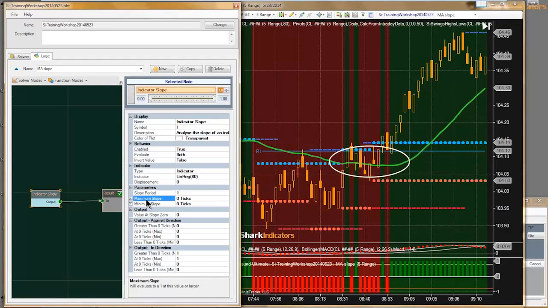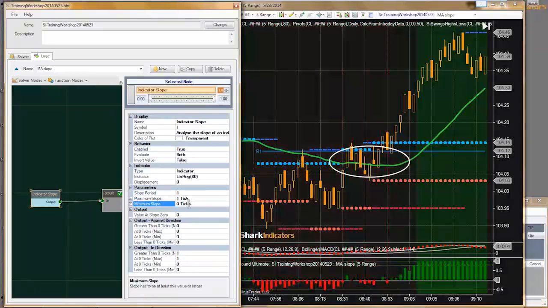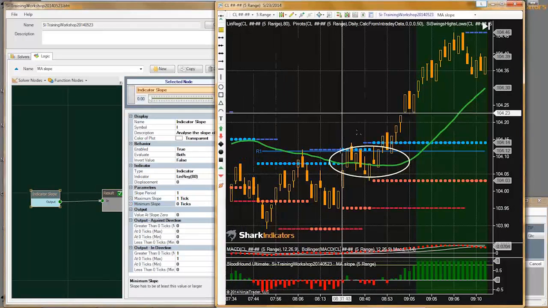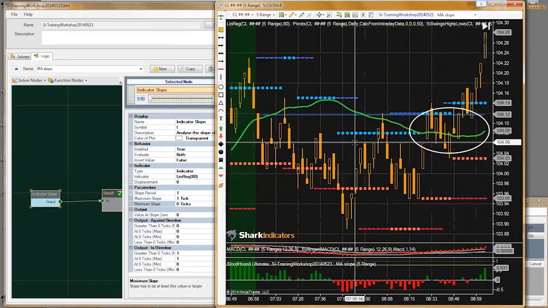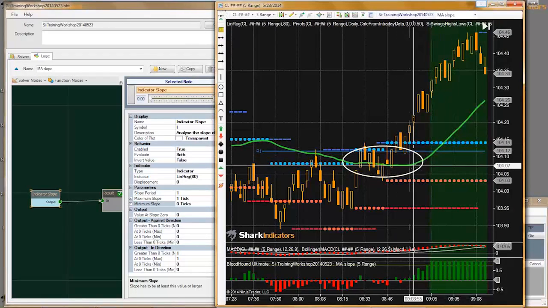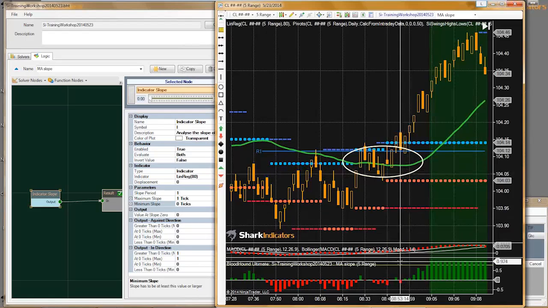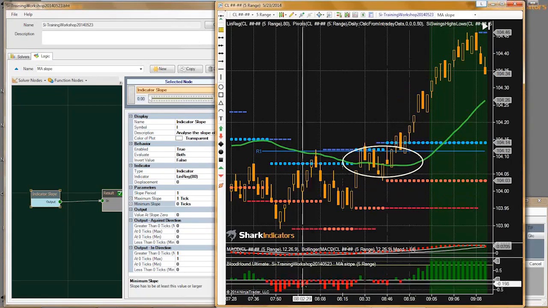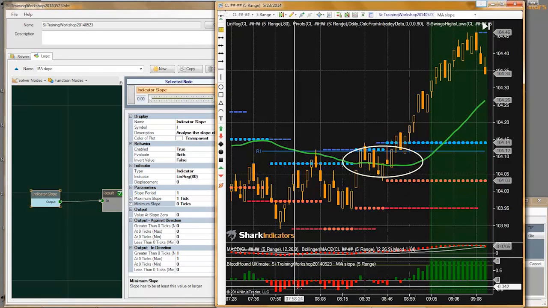And the way we can do that is we can use these maximum and minimum slope parameters here. So let's see what happens if we just put in one tick of maximum slope. Now you can see it wiped out quite a bit. So the linear regression line has to start sloping up quite a bit before we get an output here. And look at BloodHound's output down here.